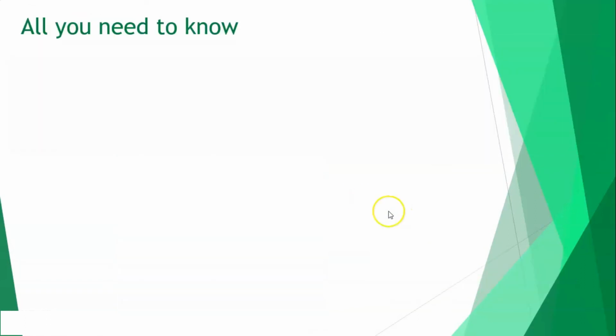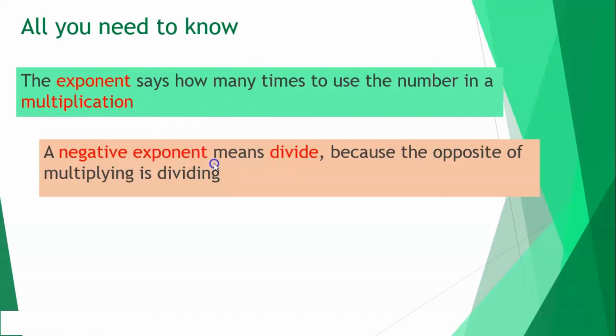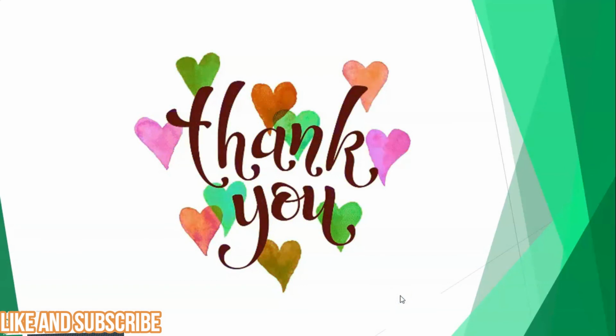Okay, next. So again, wrapping up, the exponent says how many times to use the number in a multiplication. A negative exponent means divide because the opposite of multiplying is dividing, and a rational exponent like 1 over n means to take the nth root. Okay, so that would be all about rational exponents.